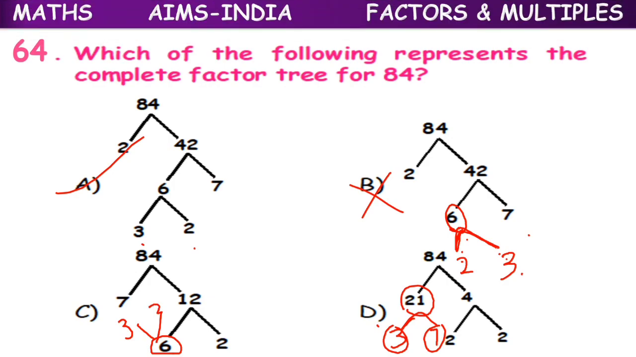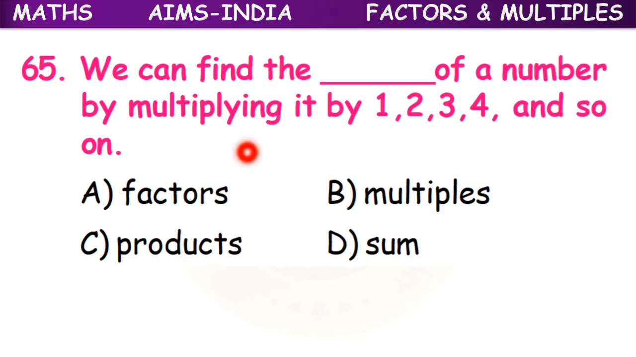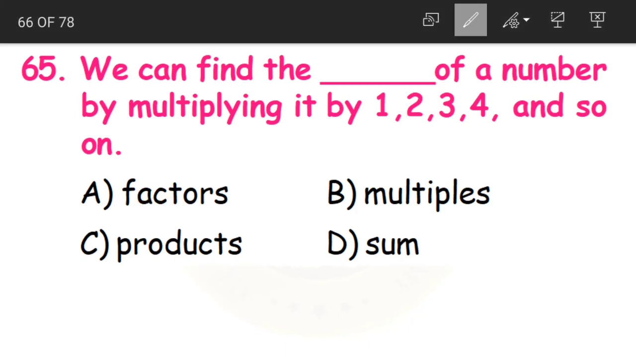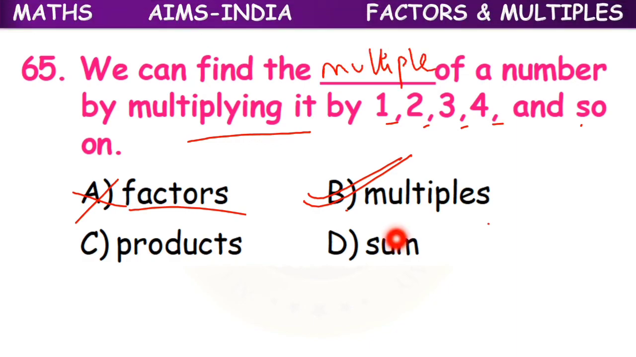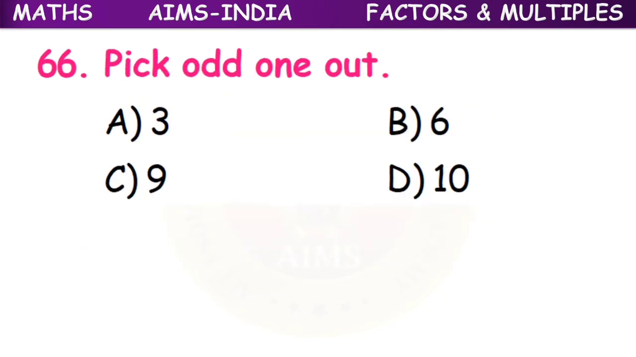So only option A is our correct answer for this. Next, question 65. We can find the dash of a number by multiplying it by 1, 2, 3, 4 and so on. Now what is this, children? When we multiply a number by 1, 2, 3 and 4, what do we get? Will we get our factors? No. Will we get our multiples? Yes, we will get our multiples. We can find out the multiple of a number by multiplying it by 1, 2, 3, 4 and so on.